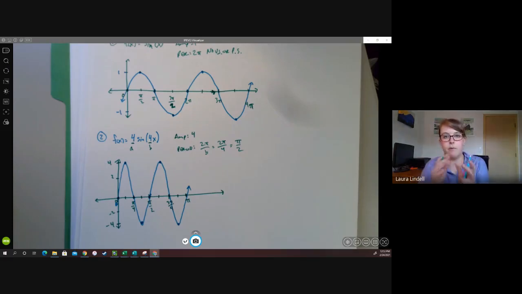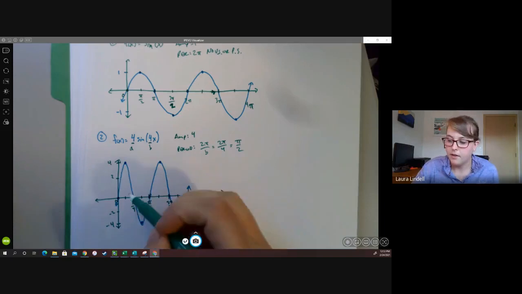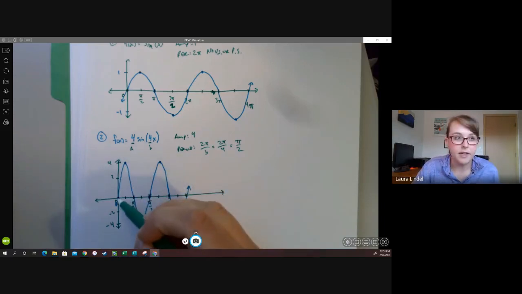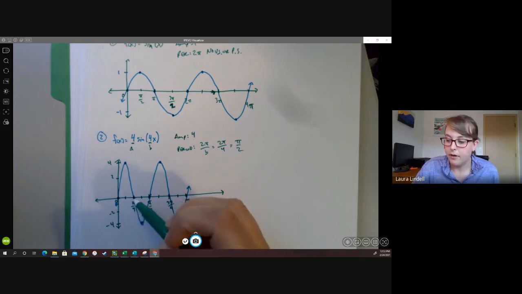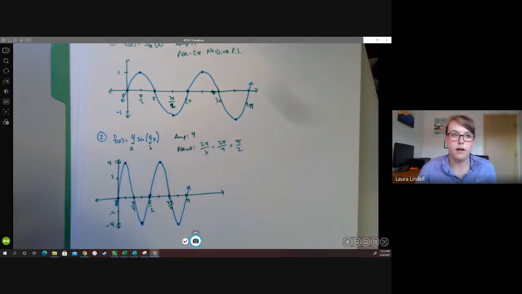So when you set up your cycles, especially if it's starting at 0 and doesn't have a phase shift, you can go in increments of half the period, and that'll help you to be able to graph it a little easier.